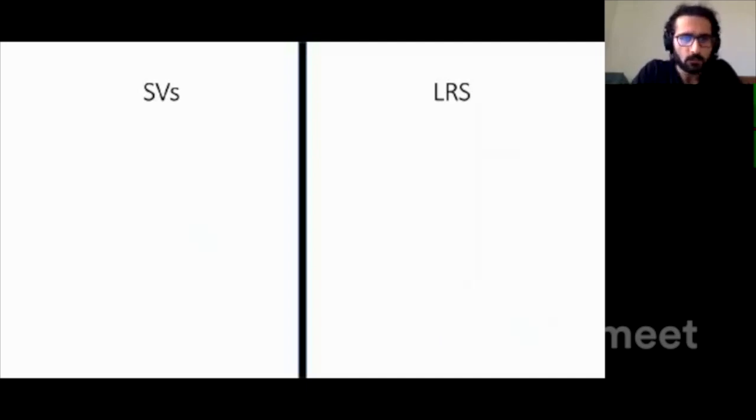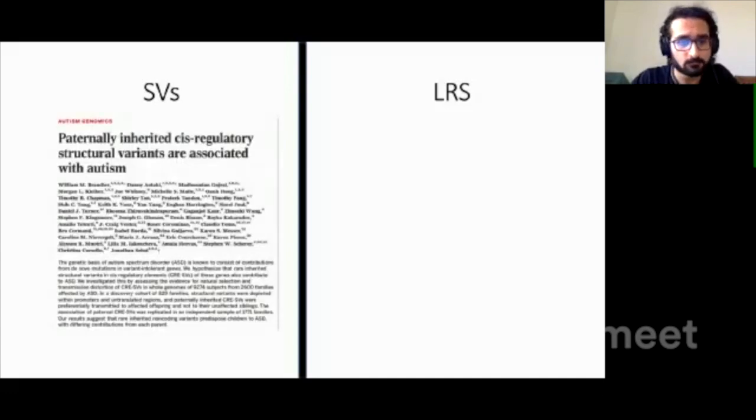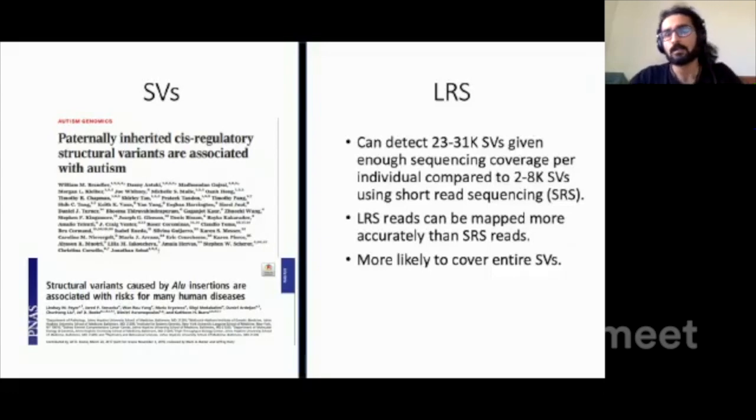So one may ask us, why are we looking at SVs and why using long read sequencing? What is the main reason for us doing this? For SV sites, although they are less in quantity compared to SNPs and indels, because they're much larger, they also have a higher probability to have a functional role. And cumulatively, they actually affect either similar or greater number of base pairs. And there has been a series of literature showing the role of SVs in several diseases or other phenotypes in human. And the question for why long-read sequencing, one would say it is mainly due to the much increased number of SVs that we're able to get through long reads.